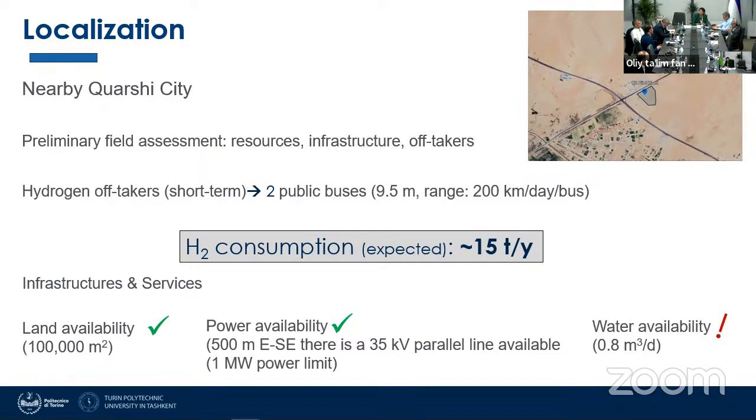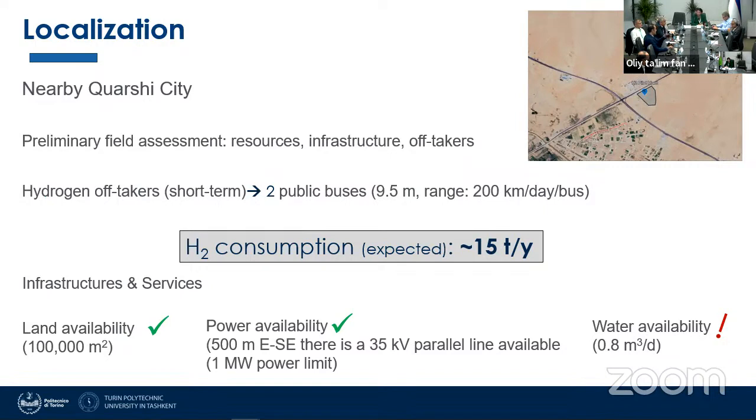So finally, as a first short-term pilot project, we identified two public buses consuming about, as an estimation, about 15 tons per year of hydrogen. So quite a small plant, not microscopic, by the way, so significant. And now I will show.